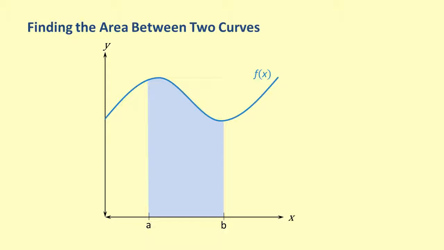Now let's assume we have a second function, g of x, that is less than or equal to f of x, and we want to find the area below it, as shown by the shaded region. Notice that this region overlaps with part of the region below the curve of f. So, if we subtract the region below the curve of g of x, we're just left with the region between the two curves. In other words, the area between the curves is equal to the area below f of x minus the area below g of x.